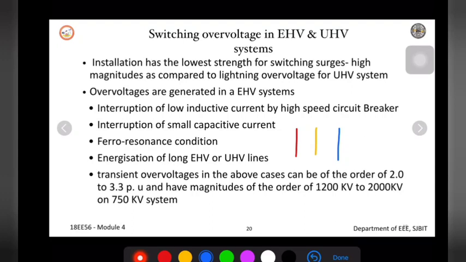So the voltage will be in the order of 2 to 3.3 per unit, and will have a magnitude of the order of 1200 kV to 2000 kV on a 750 kV system. That is nothing but an extra high voltage system. So this is my extra high voltage system, 760 kV, 750 kV.